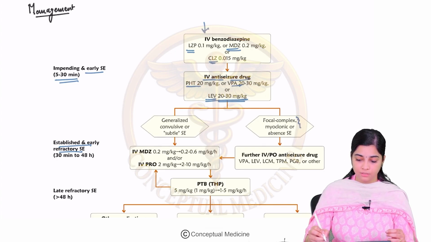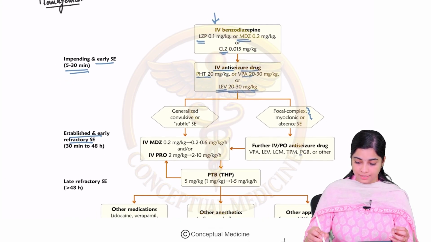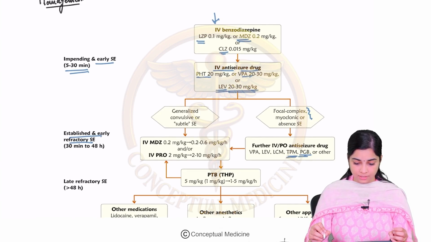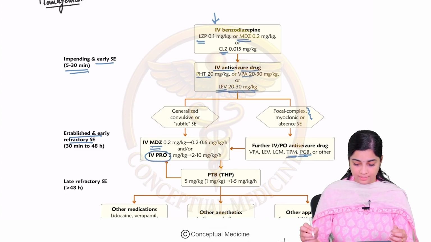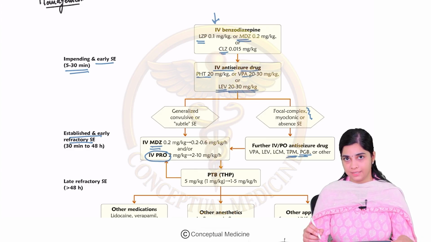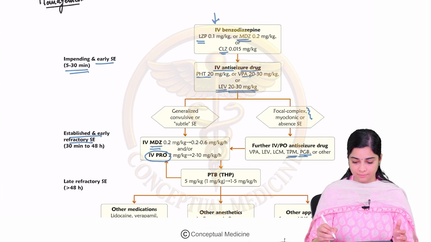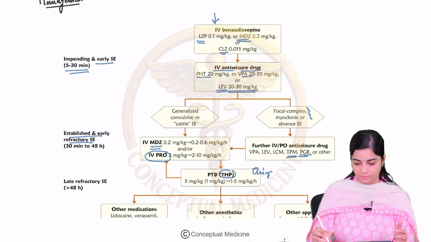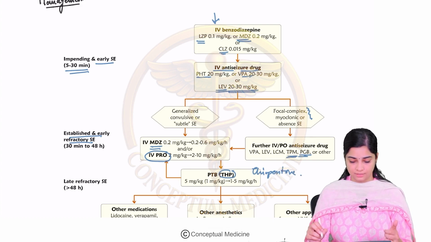Depending on what type of seizure it is, you may have to change the drugs a little bit. For example, if it's a focal, myoclonic or absence seizure, then you may have to think of pregabalin, topiramate and so on. But otherwise, you can continue with your IV midazolam, and you may require anesthetic drugs like propofol. So, if the patient is not responding to first line benzodiazepine and second line anti-seizure drugs, then you may have to use anesthetic agents like propofol and thiopentone. So you will have to intubate the patient and start them on anesthetic agents.